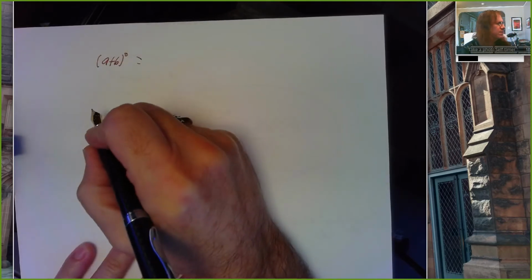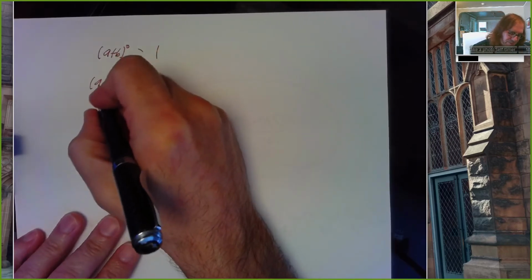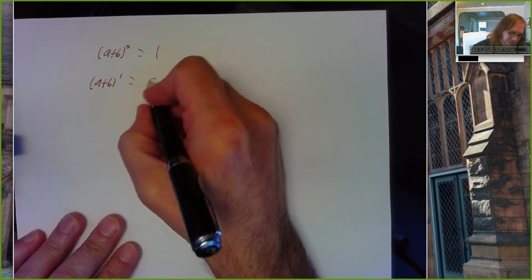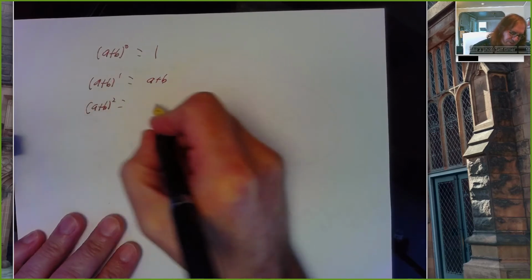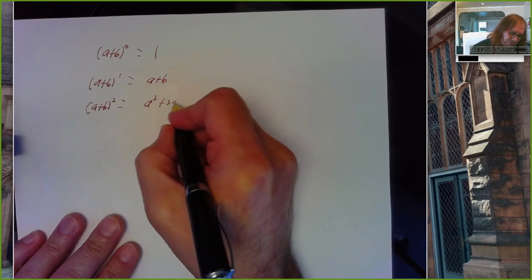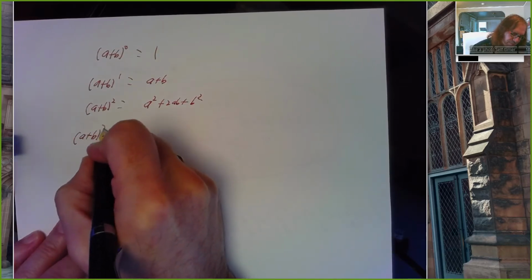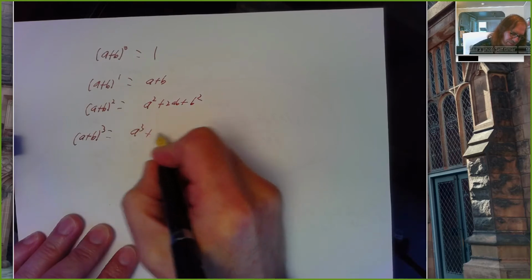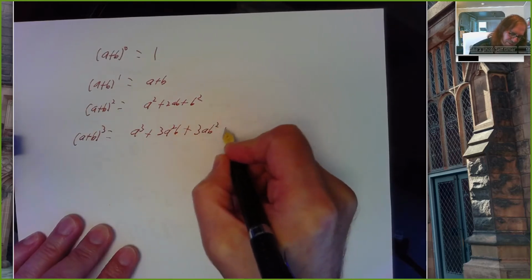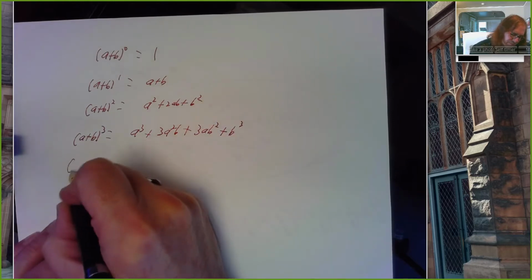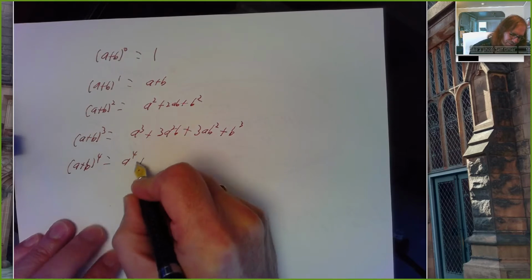So, A and B are just numbers. A plus B to the 0 is 1. A plus B to the 1 is just A plus B. A plus B squared is A squared plus 2AB plus B squared. A plus B cubed is A cubed plus 3A squared B plus 3AB squared plus B cubed. A plus B to the 4th, I'll stop after this one.